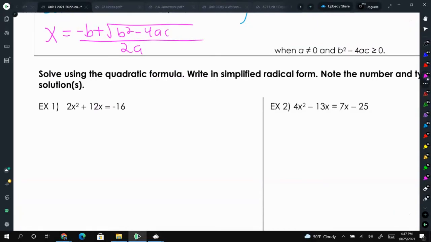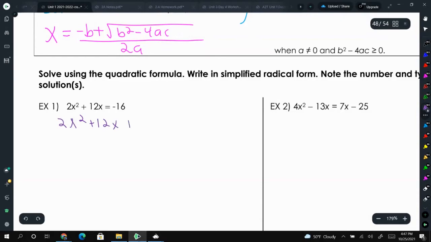It says solve using the quadratic formula. Now we have to make sure that this equals 0. So we'll add 16 to both sides. And you might say, well, I can factor out or divide everything by 2. And you could do that, but the quadratic formula doesn't require it. So we could take this right now and plug it into the quadratic formula, and I'll show you.